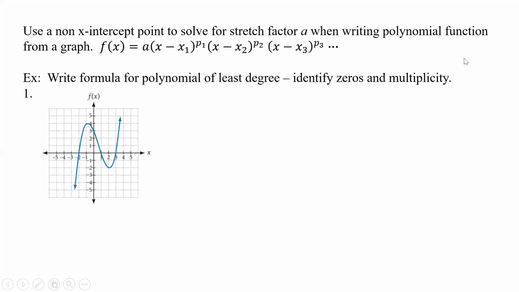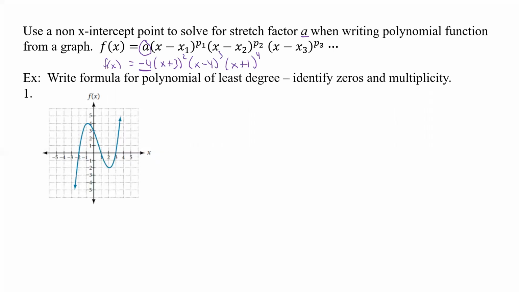All right, so now what we're going to do is use a non-x-intercept point, so anything else besides one of these x-intercepts, to solve for the stretch factor a. The stretch factor is that number out in front. So maybe it's 4 times x plus 3 to the second times x minus 4 cubed times x plus 1 to the fourth or something like that. And what we need is to figure out how to get that stretch factor.